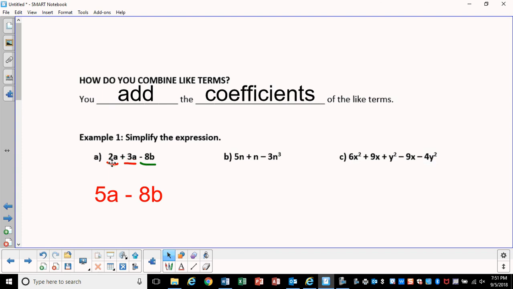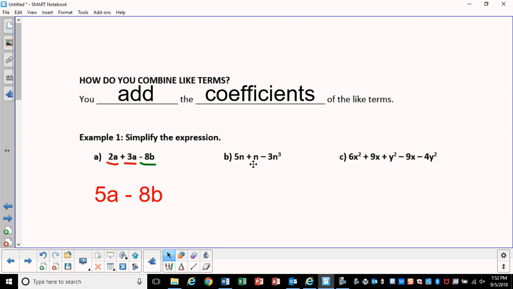I did some operations. I did the addition, but that's as far as I can go because I don't know what these variables are, so I can't combine them and I can't simplify them. So simplifying, you might not be able to get to a single value, but we're going to do the best we can. Okay? B, I got 5n plus n minus 3n cubed.